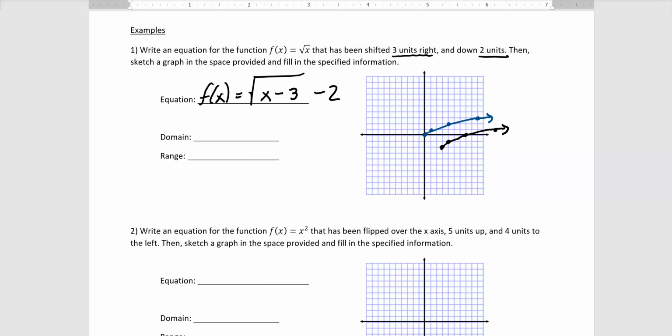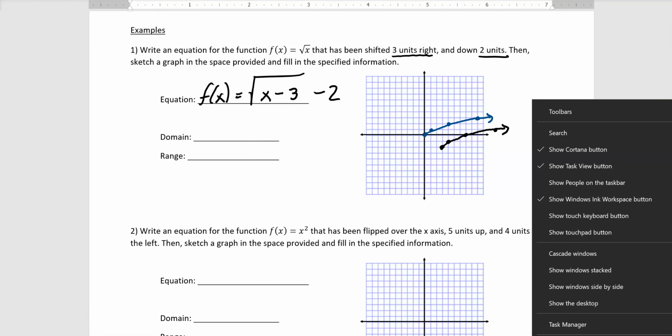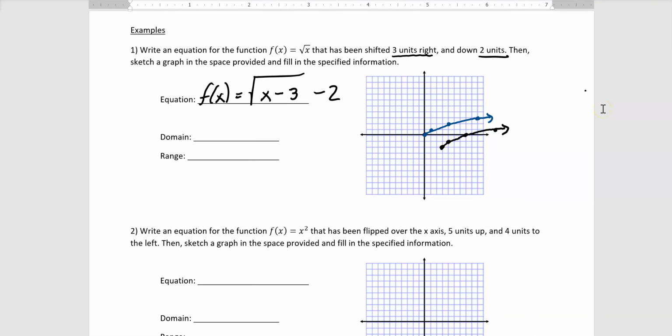Now let's talk about the domain and range of this new function. So notice I've shifted it 3 units to the right. So that domain has changed. My domain originally started at 0, but now I'm moving it to the right 3 units. So that means my domain will now be 3 to infinity. My range was at 0, but I've moved it down 2 units. So that means my range will now be hard bracket -2 to infinity.